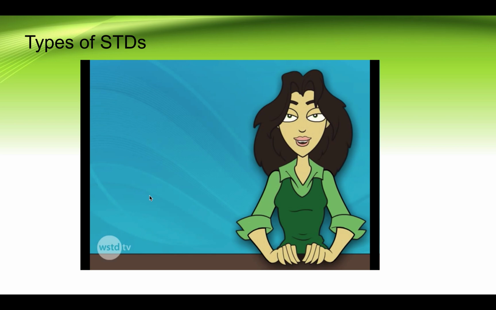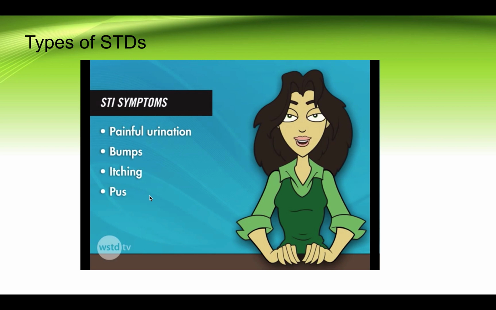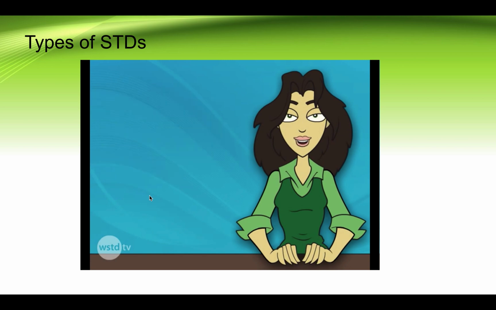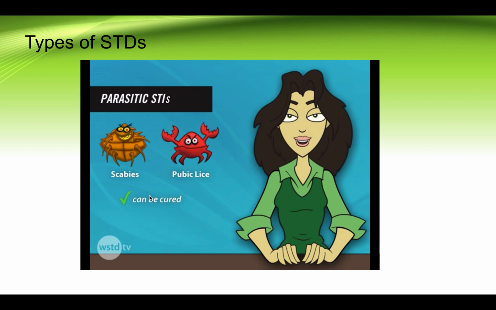Second, STIs can cause a variety of symptoms, none of them much fun, including painful urination, bumps, itching, and pus. Yippee! Some people who get an STI won't show any symptoms at all, but they can still pass it on. Third, although there are 20 different STIs, they really come in 3 different flavors. One type of STI is parasitic in nature, which means creepy things crawling around you-know-where. These include pubic lice and scabies. Parasitic STIs can be cured, that is, a doctor can completely get rid of the infection. But they are not fun.